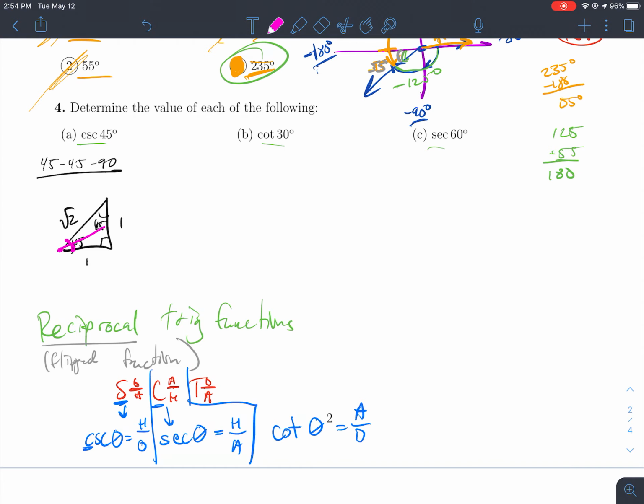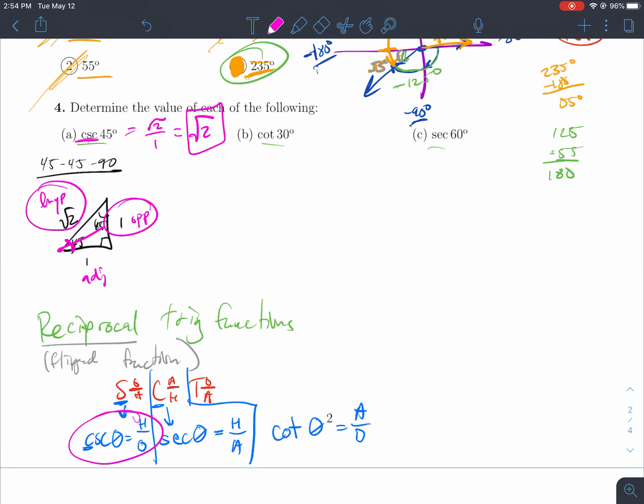So here we go. If we started with this 45 degree angle, we could label these opposite, hypotenuse, adjacent. Cosecant is going to be hypotenuse divided by opposite. So square root of 2 over 1, better known as just square root of 2, because when you divide something by 1, it's just itself.